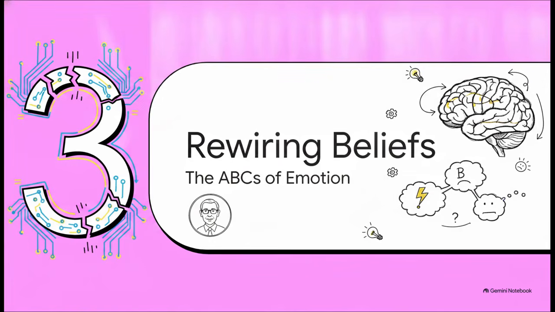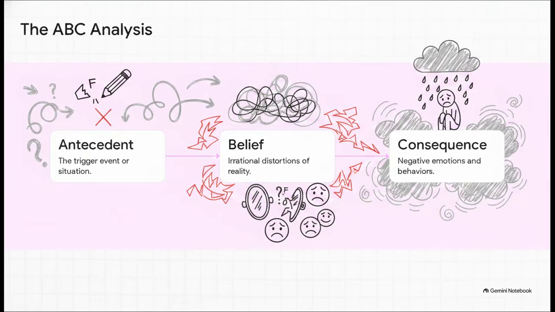Section 3. Rewiring Irrational Beliefs, the ABCs of Emotion. We are shifting gears now from observable behavior over to the cognitive side of the mind, specifically looking at Albert Ellis's rational emotive therapy, or RET. And this brilliantly illustrates the absolute core of Ellis's theory, the ABC analysis.